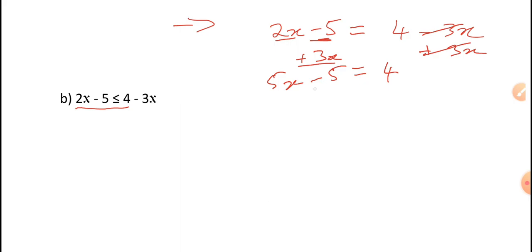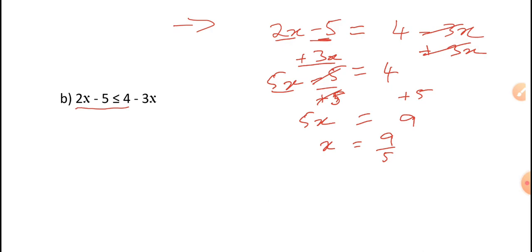Now I want to get rid of this minus 5 by adding 5 here. Now if I add 5 on the left hand side, I have to add 5 on the right hand side. So I'm adding 5 to both sides. So 4 add 5 is 9 on the right hand side. On the left hand side, well, the minus 5 and the plus 5 cancel out, just 0, leaving just 5x. So that means 5x is equal to 9. So what is x? x is equal to 9 over 5.